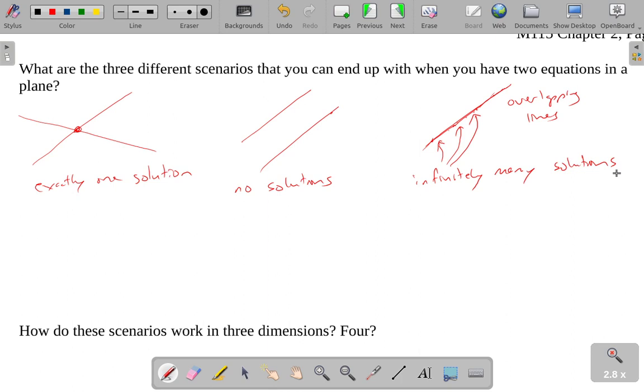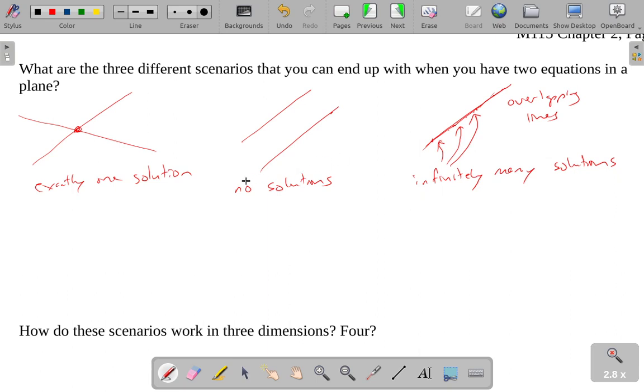These are the three different scenarios that you can end up in when you have two lines in a plane. Either they completely overlap, they don't have anything overlapping, or they intersect in exactly one point. So when we have a system of equations that results in each of these, we have some vocabulary that you just need to have written down or memorized. I'm just going to cover that now because it does show up in your homework.